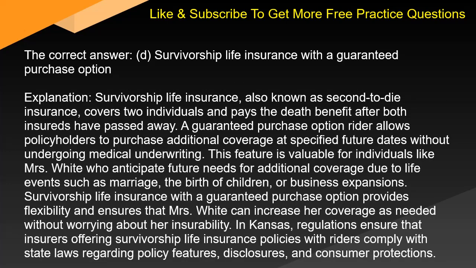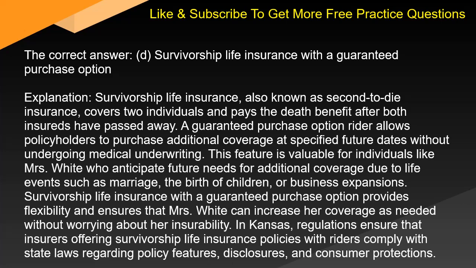The correct answer: D. Survivorship life insurance with a guaranteed purchase option. Explanation. Survivorship life insurance, also known as second-to-die insurance, covers two individuals and pays the death benefit after both insureds have passed away. A guaranteed purchase option rider allows policyholders to purchase additional coverage at specified future dates without undergoing medical underwriting. This feature is valuable for individuals like Mrs.